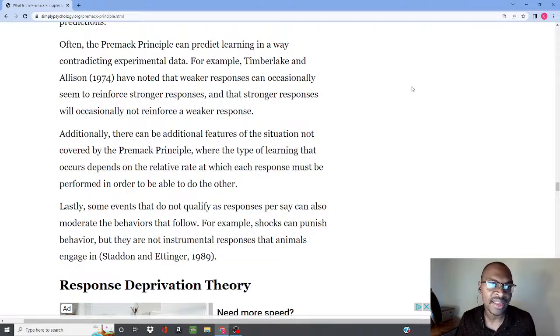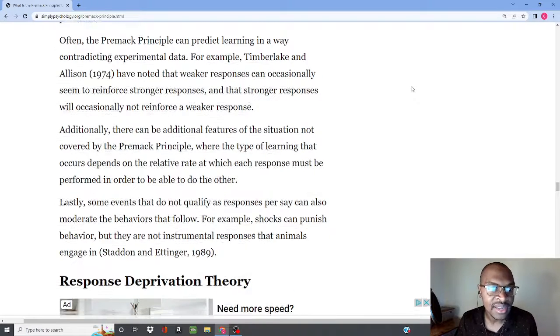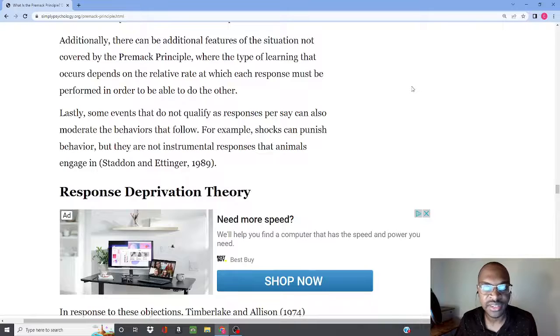For example, Timberlake and Allison have noted that weaker responses can occasionally seem to reinforce stronger responses, and that stronger responses will occasionally not reinforce a weaker response. Additionally, there can be additional features of the situation not covered by the Premack principle, where the type of learning that occurs depends on the relative rate at which each response must be performed in order to be able to do others. And lastly, some events that do not qualify as a response per se can also moderate the behavior that follows. For example, shocks can punish behavior, but they are not instrumental responses that animals engage in.